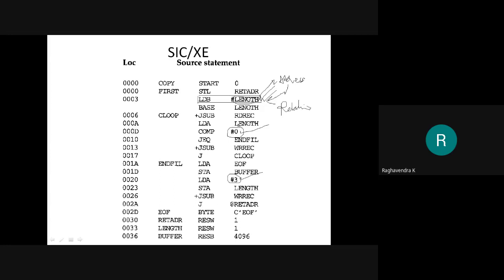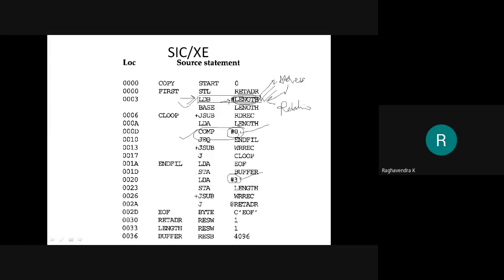Okay, get the difference between this instruction and this instruction. Both of them are actually using immediate addressing mode, but this one is using a label as an immediate operand. So I need to calculate the address of the label, the displacement of the label, and then I need to put it in my instruction as the immediate operand. So that's why the calculation for this instruction will go as follows.